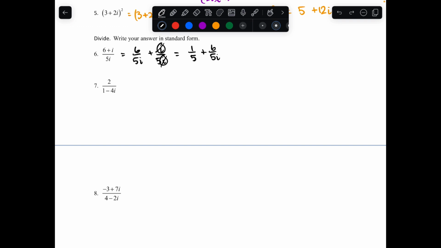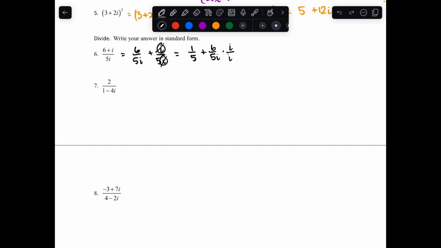Well, I can multiply by 1 in a creative way. As in, I can multiply by i divided by i. Notice that I'm multiplying by 1. So I'm not actually changing the value of anything, I'm just making it look different in a convenient way for us. So, what does this become?